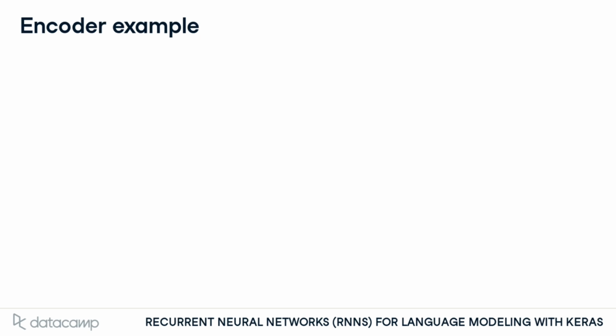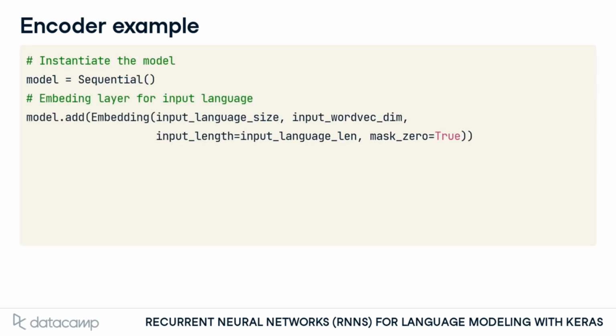We use the Sequential class for the model. Then we add the embedding layer that will create word vectors for the input language. The parameter mask_zero inserts a 0 token for the vocabulary. Next, we add one LSTM layer with 128 units.